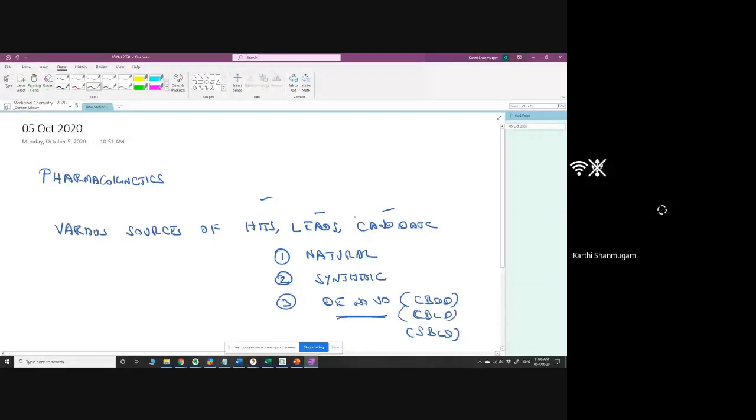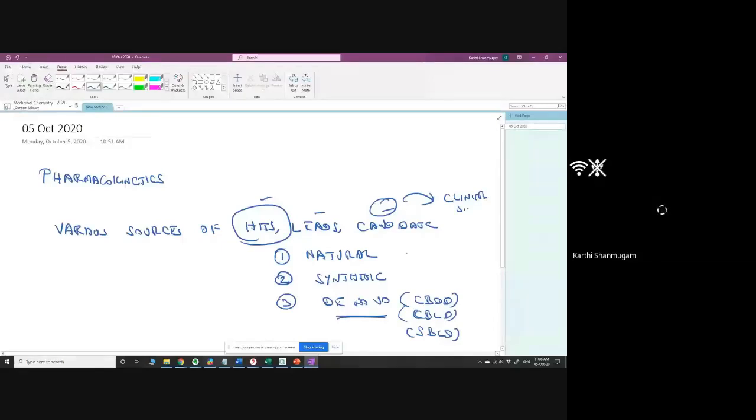Initially we have to look for hit molecules. We should have enough hit molecules, because during the drug discovery pipeline, at every stage some molecules will fail. So we have to start with a large number of hit molecules to ensure that we have enough candidate drugs which can be taken into clinical studies. These are the three major sources of hit molecules.